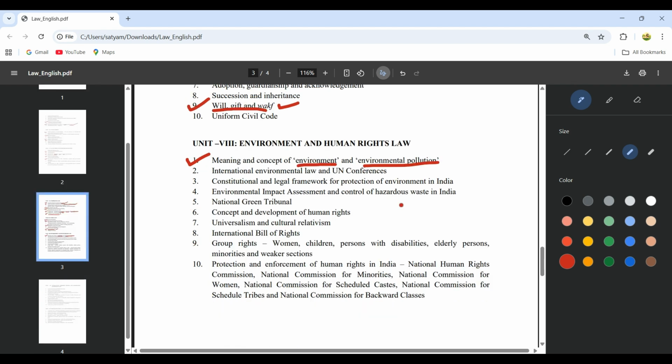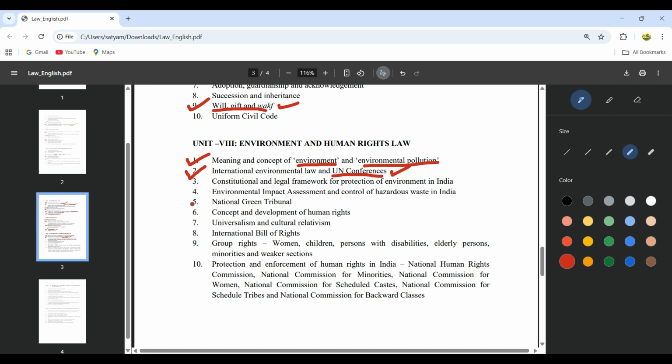Under family law. Unit 8, Environment and Human Rights Law. Important topics under this particular unit are the meaning and concept of environment and environment pollution. Then we have international environmental law and UN conferences. UN conferences and their chronological order is very important.